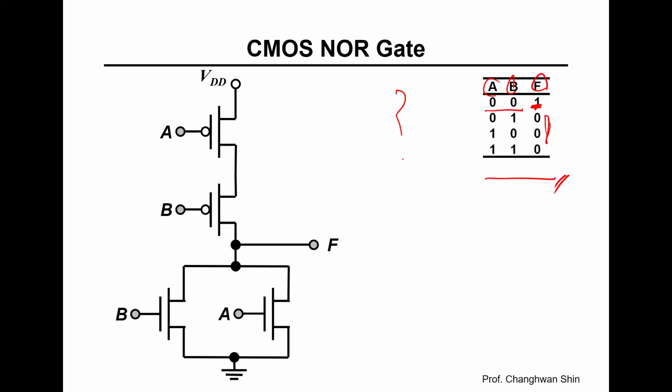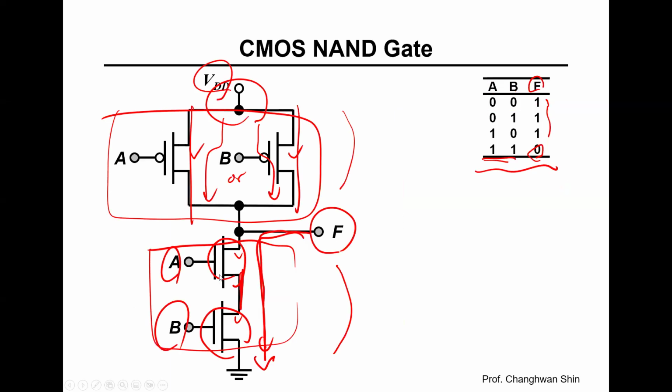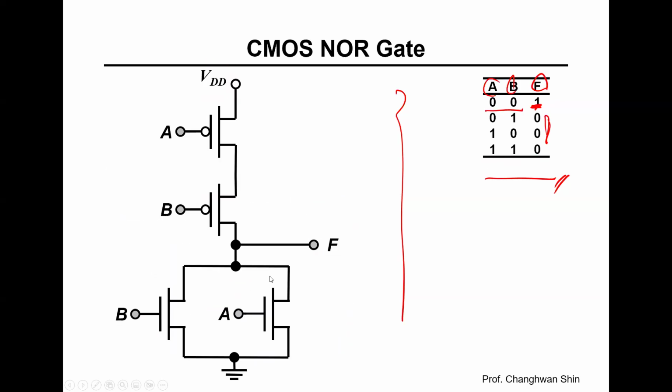So in this circuit, on the left-hand side, the pull-up and pull-down networks are essentially inverted versions of what we have seen in the NAND gate, right? Take a look here. Two MOSFETs were connected in series in the pull-down network. However, here, two NMOS are connected in parallel, right? Instead of in series.